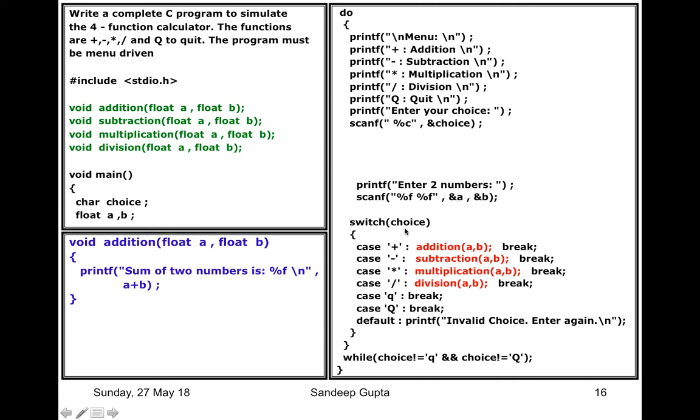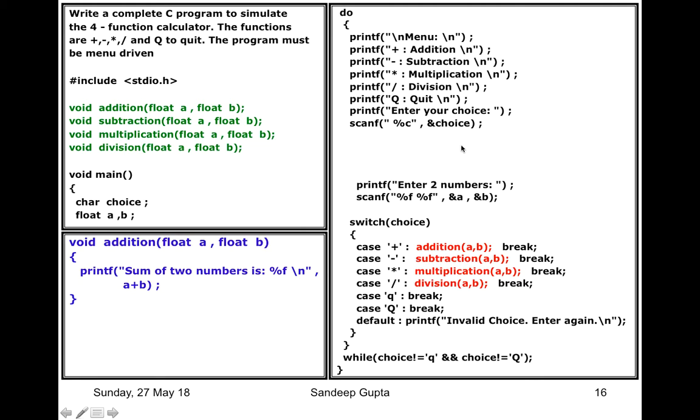If the user gives capital Q, then within the switch we will enter this case capital Q. Again we have only break over here, so the compiler comes out of the switch, and over here condition is checked. Is capital Q not equal to small q? Think. It's true. Is capital Q not equal to small q? False. So true and false will give you false, and the program will stop. I mean the do while loop will stop and the program will stop. So whether the user gives small q or capital Q, it works.